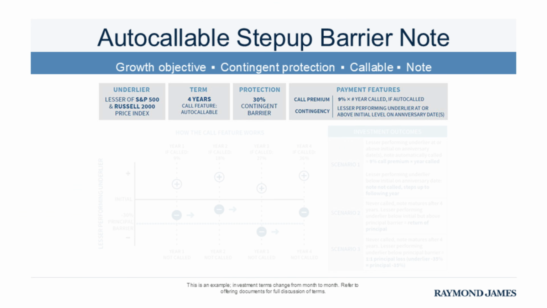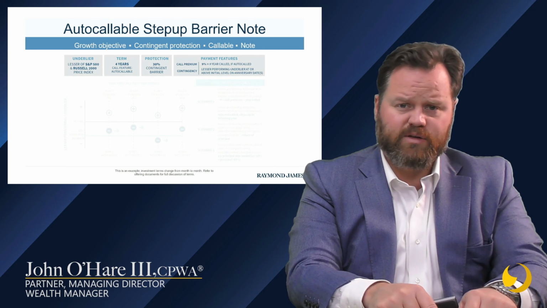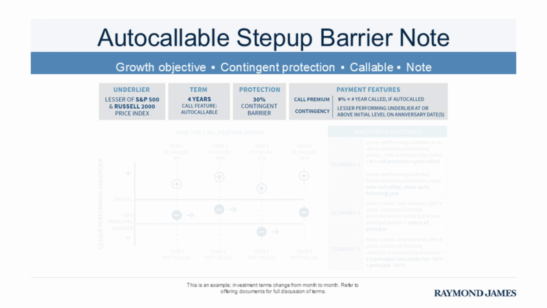So this note is really tied to the S&P 500 and the Russell 2000. This is a lesser of, and the reason we do a lesser of is because we'll get better returns, but it means that both indices need to meet the metrics. This one goes for 4 years and has a protection of 30% barrier feature, and it has a 9% per year call feature. Right.